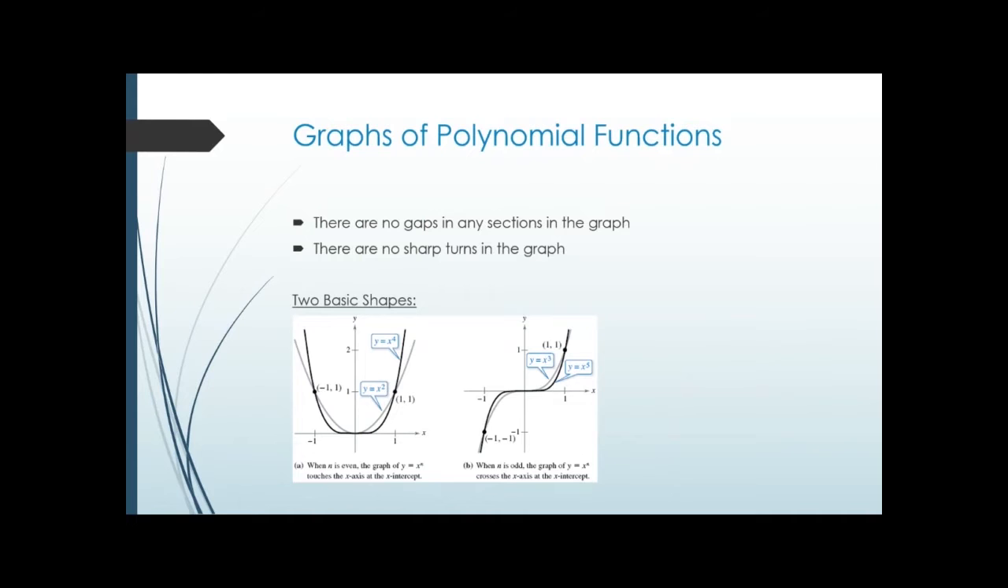And there are no sharp turns in the graph. Like absolute value functions, those have a V. There's a very sharp point. Polynomials don't do that. They're curved the entire way. So there are two basic shapes. There's the shape on the left and then the one on the right.